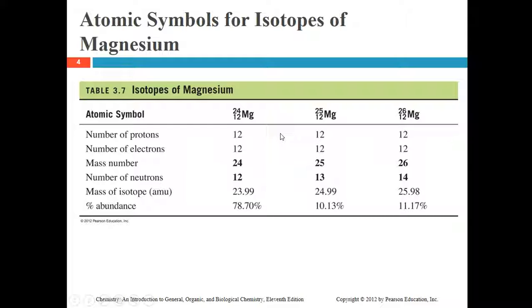So what is different? The mass number, meaning protons plus neutrons. So to find the number of neutrons, we have 24 minus 12 to give us 12. For magnesium 25, we have 25 minus 12 gives us 13. For magnesium 26, we have 26 minus 12, which is 14, the number of neutrons.